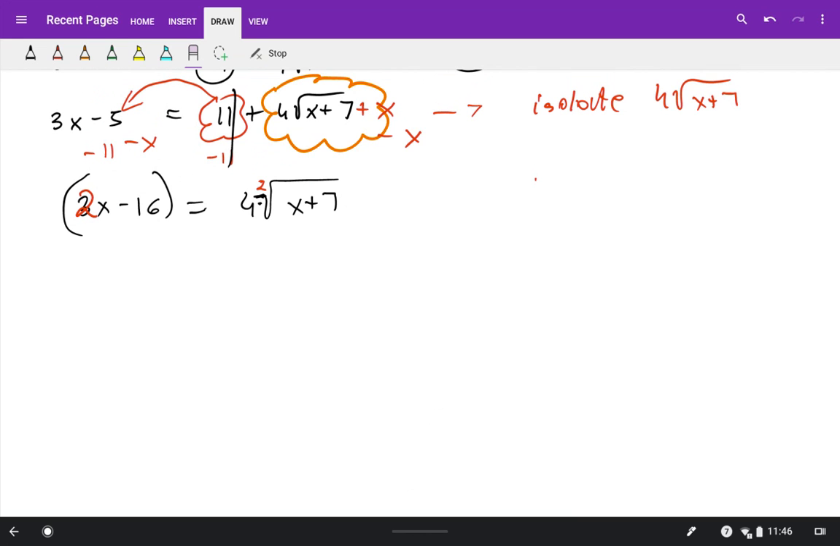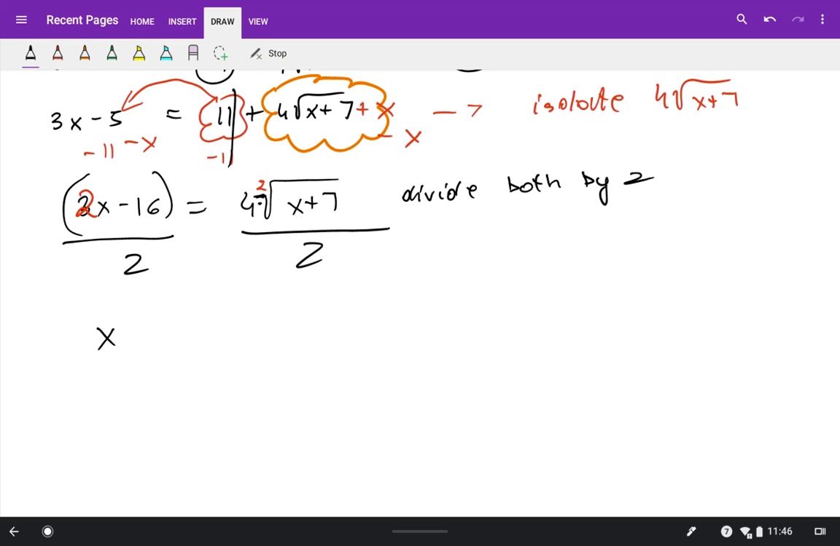Before I bring both to the second power, let's just reduce it. And what I'm going to do, I'm going to divide both by 2. So divide this one by 2 and this one by 2, just to reduce it. So 2x divided by 2 will give you x. Negative 16 divided by 2 will give you negative 8. 4 divided by 2 will give you 2 square root of x plus 7.